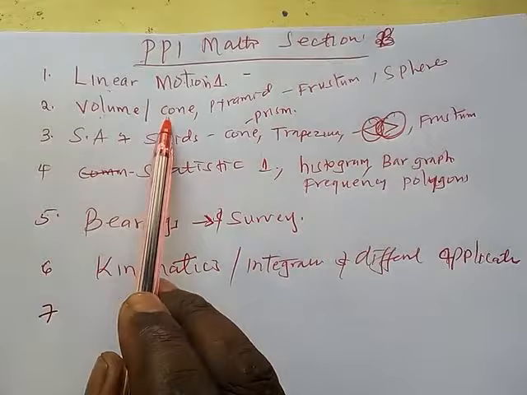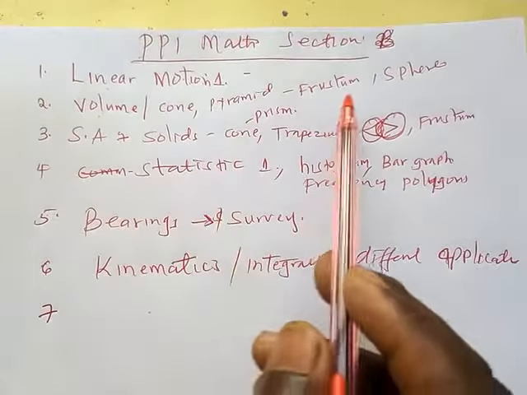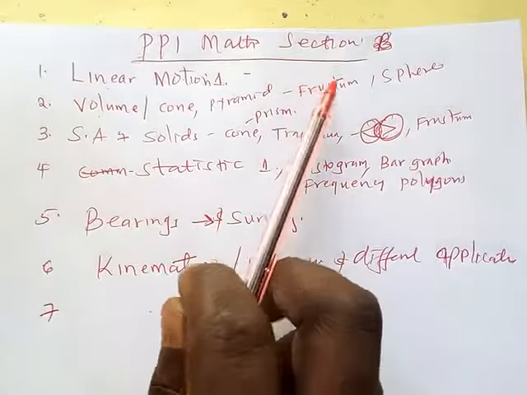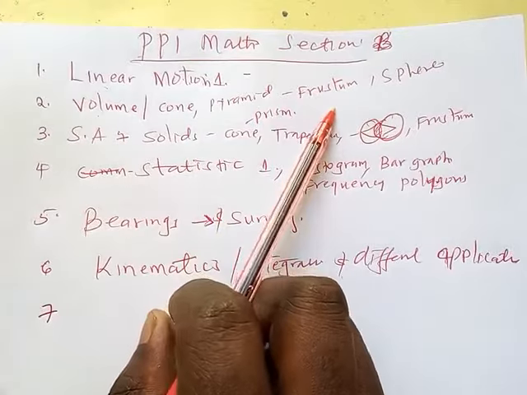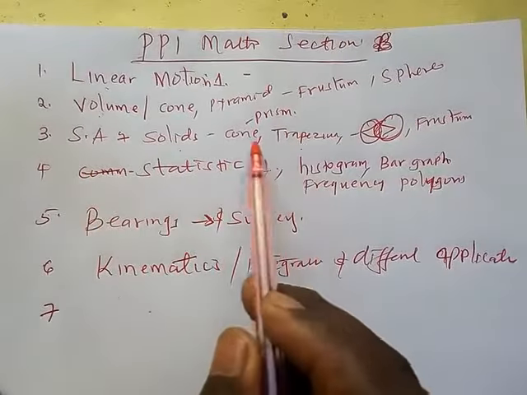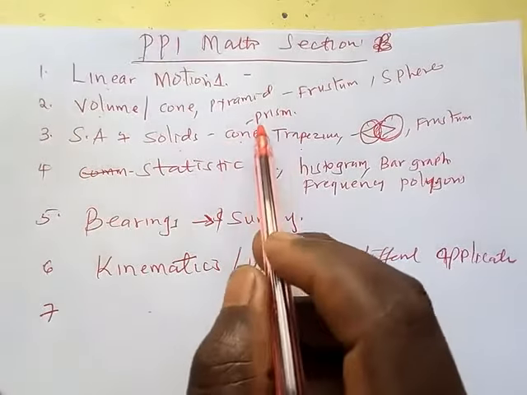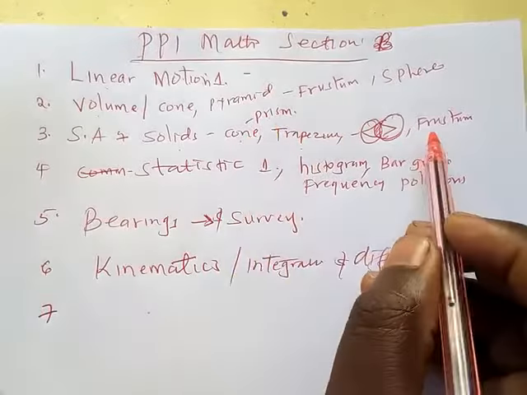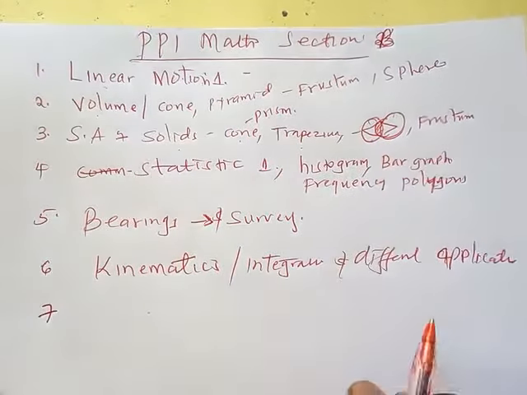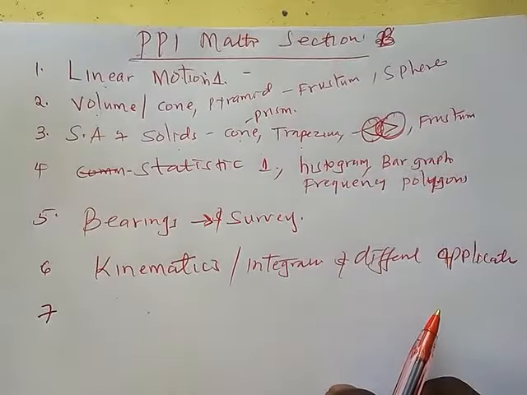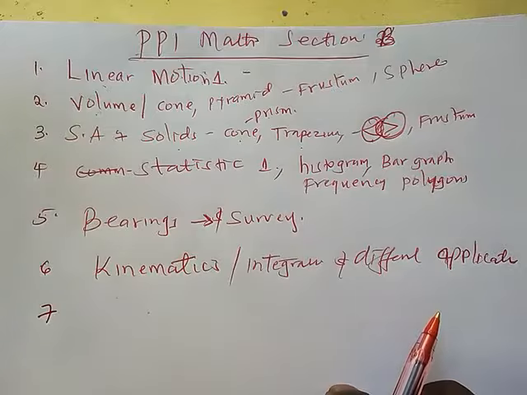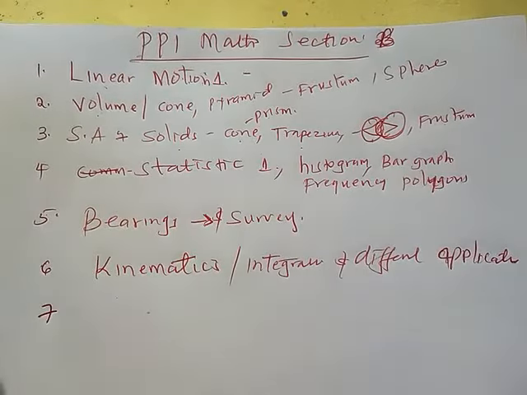The volume of a cone, the volume of a pyramid, the volume of a frustum, the volume of a sphere: you must know how to calculate that before you go to a paper 1 mathematics paper. Surface area of a trapezium, a cone, surface area of a prism, surface area of a frustum, the surface area of two intersecting circles. Those are some of the mathematical problems you must know how to solve if you want to score 50 marks in section B.